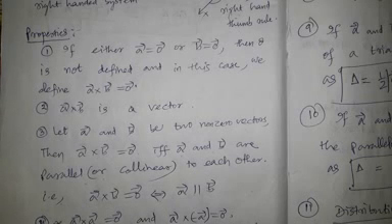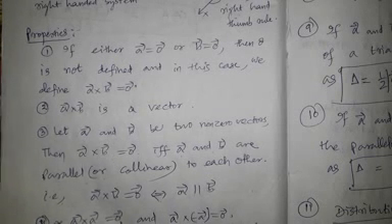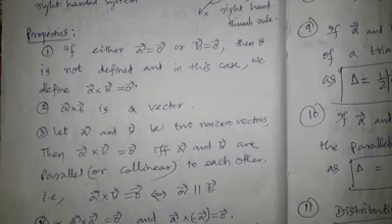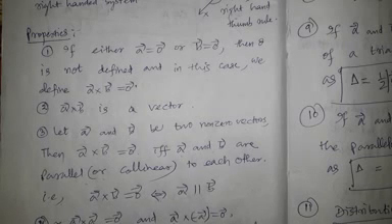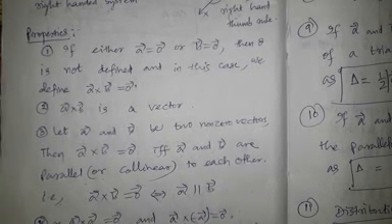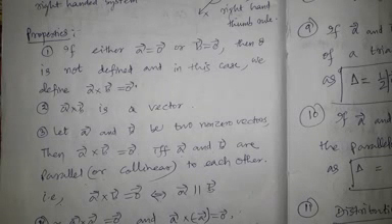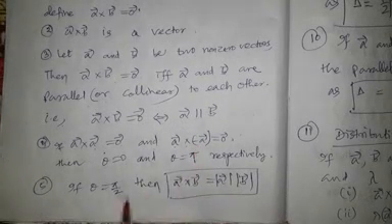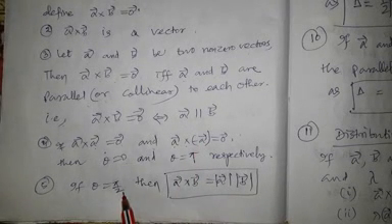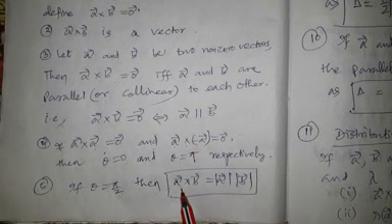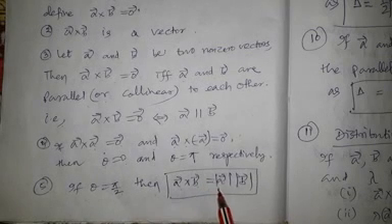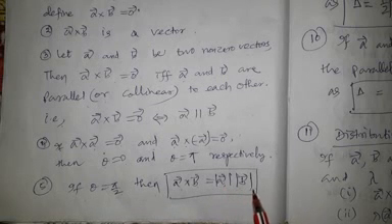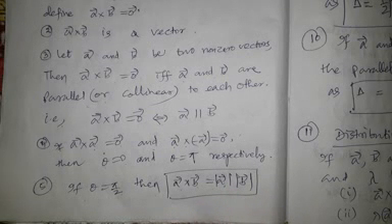If A vector cross A vector equal to 0 vector, then theta is equal to 0. If A vector cross minus A vector equal to 0 vector, then theta is equal to pi. If theta is equal to pi by 2, then A vector cross B vector is equal to A magnitude and B vector magnitude.